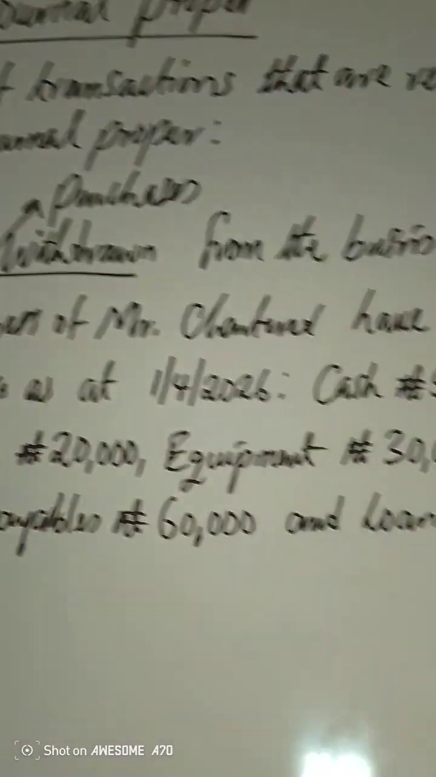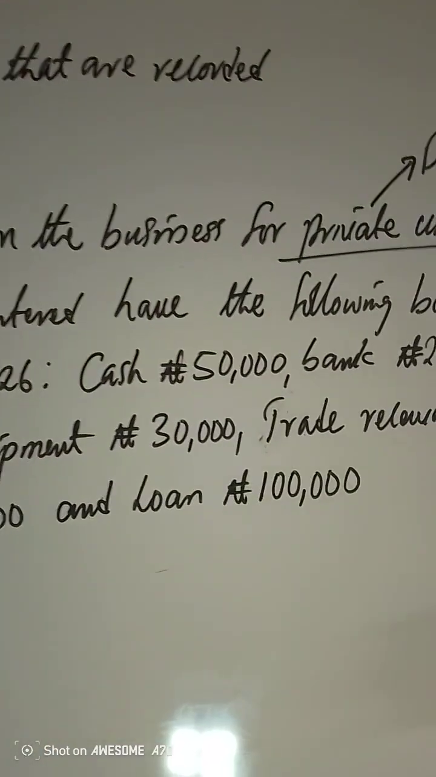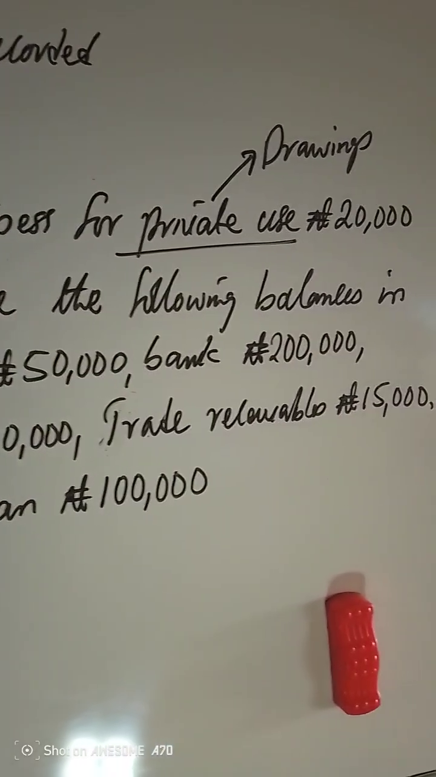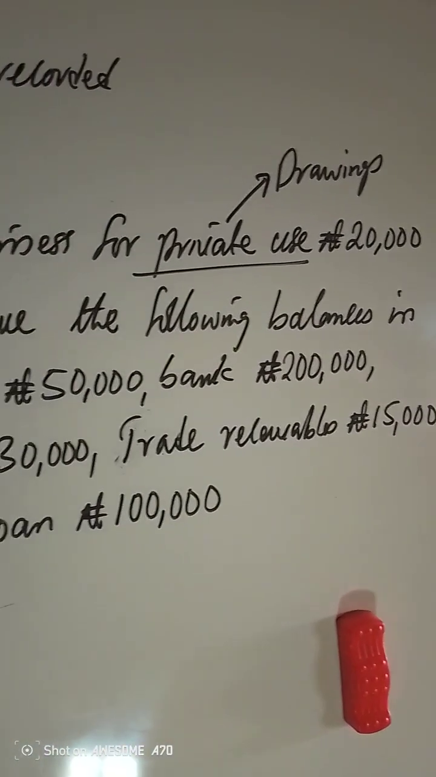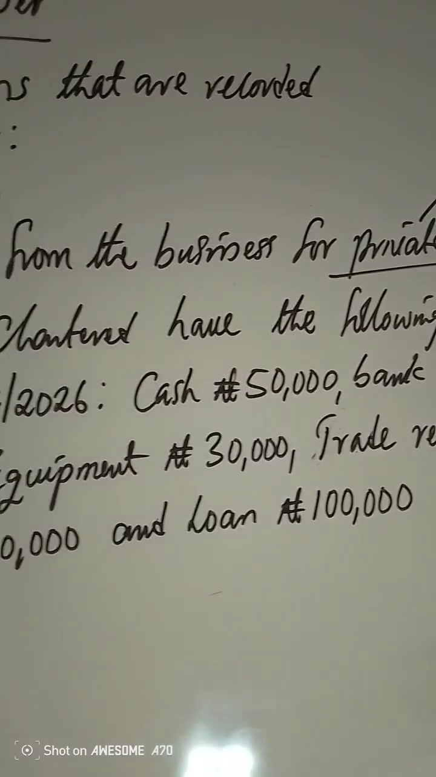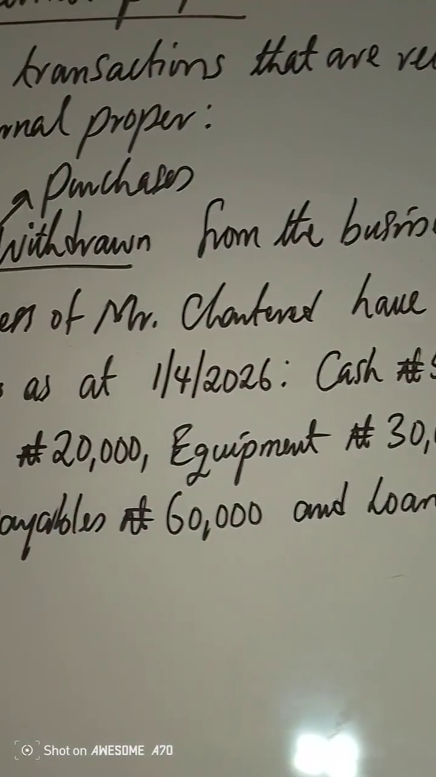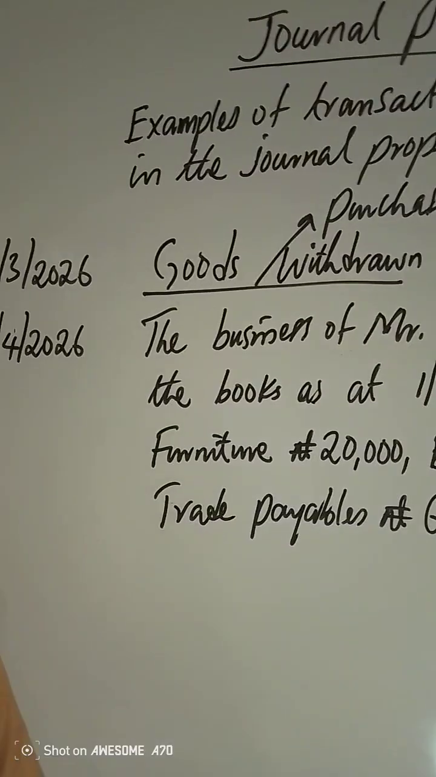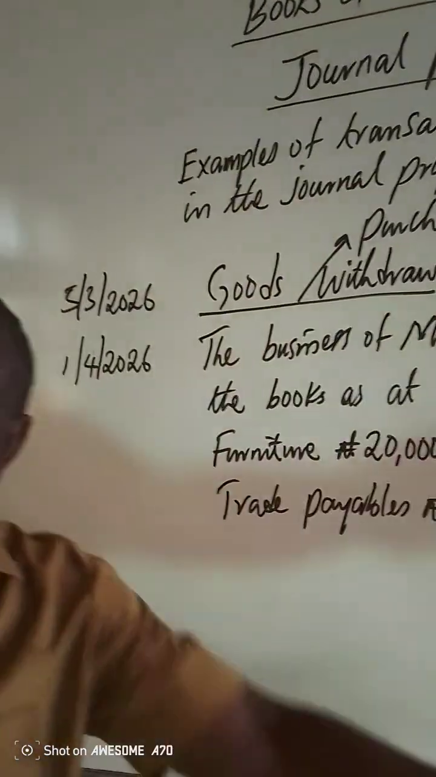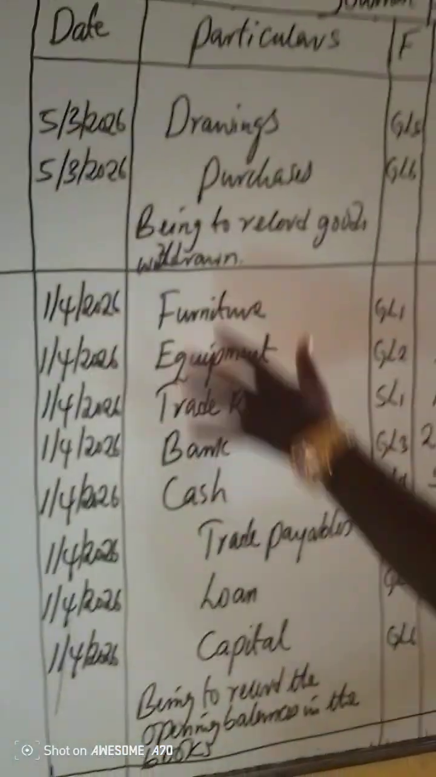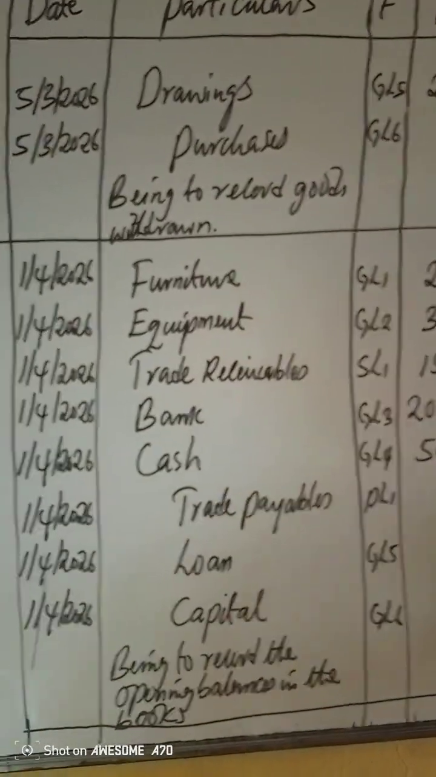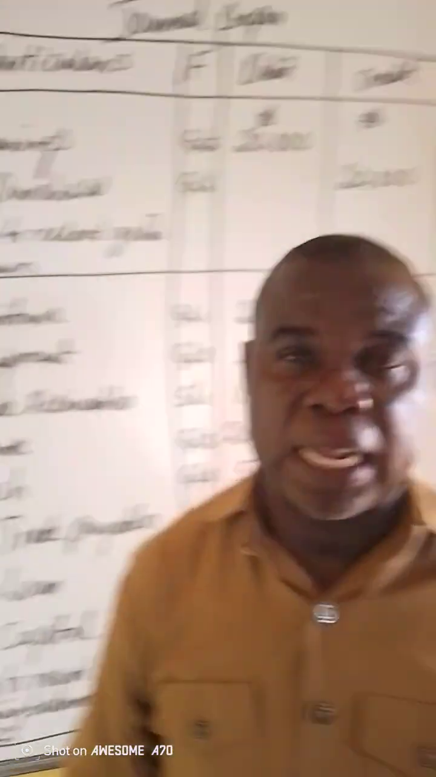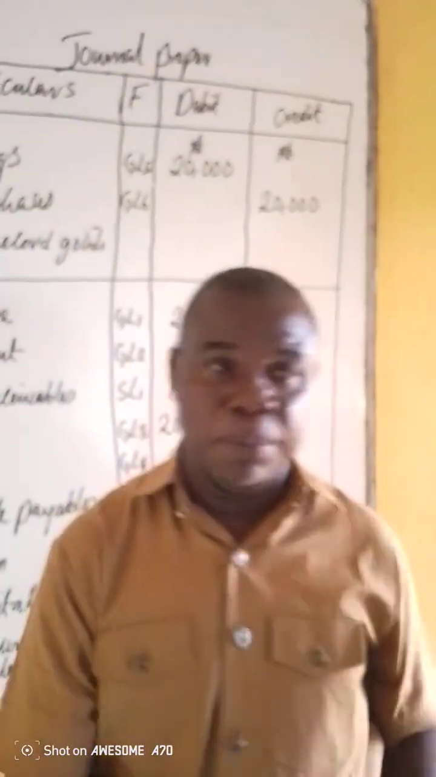How can you address this? These opening balances can be addressed in the journal proper. Mind you, I told you that all transactions must first pass through the books of original entry before you take them to the ledger. These balances can also appear in the ledger as opening balances, but the first place they will find themselves is in the journal proper. Let's see how we arrange them in the journal. We post the journal proper. Mind you, here in the opening entries, there are two categories of opening entries in accounting. We have assets and liabilities.